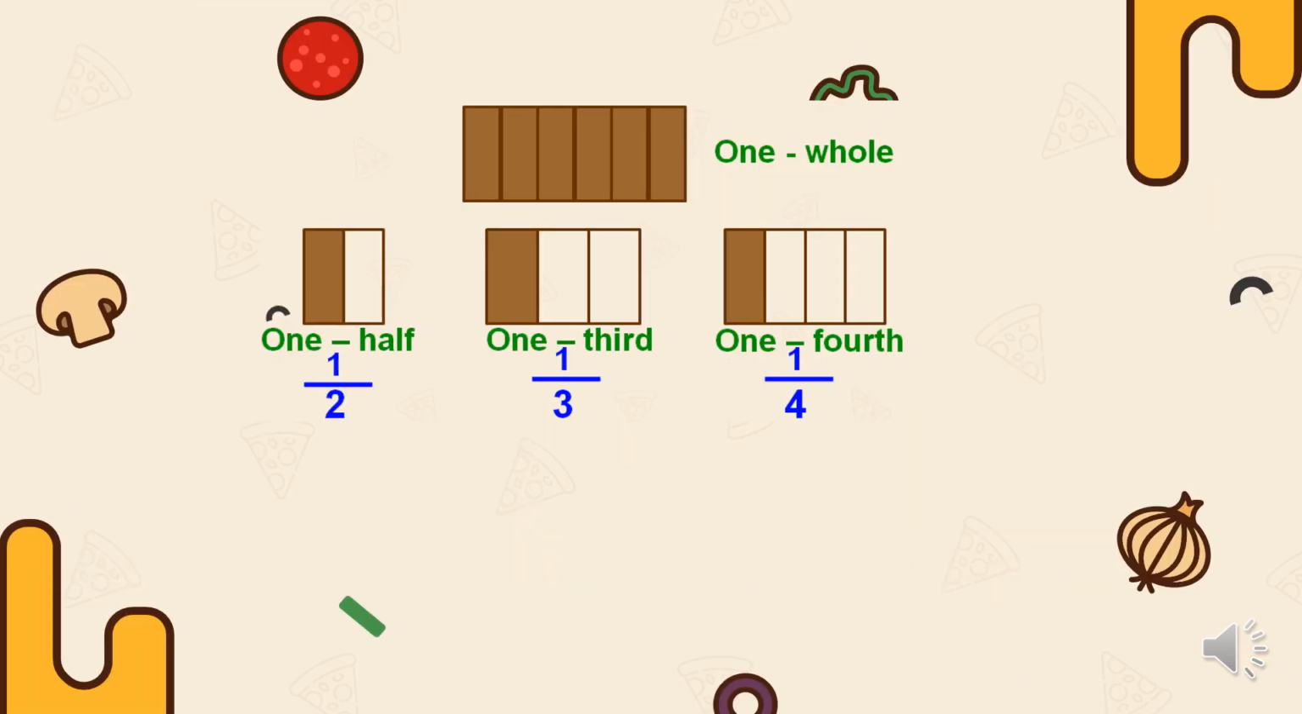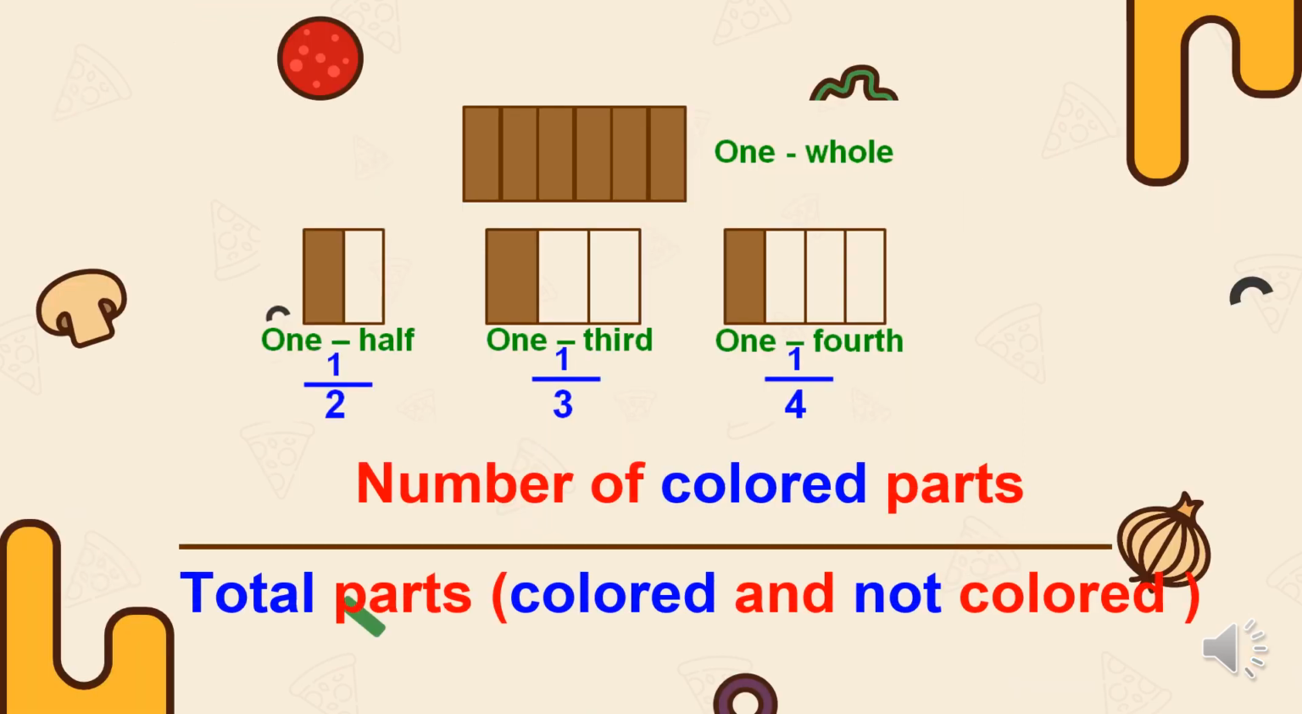So our rule in the fraction is number of colored parts over total parts, colored and not colored. If we look here in the first chocolate, how many colored parts? Just one. Over the total parts, colored and not colored, they are 2. We put 2. Here, how many colored parts? Just one. We put 1 at the top. Over how many total parts, colored and not colored? They are 3. We put 3.